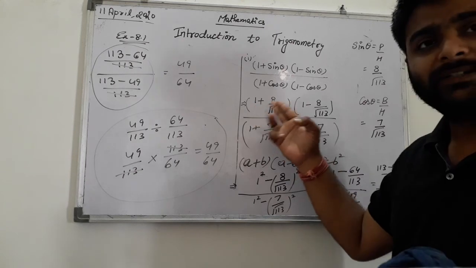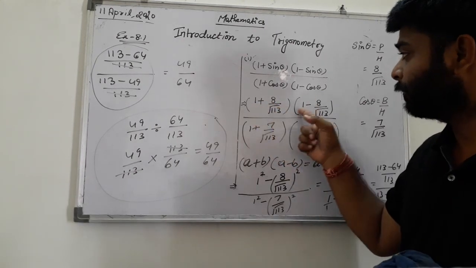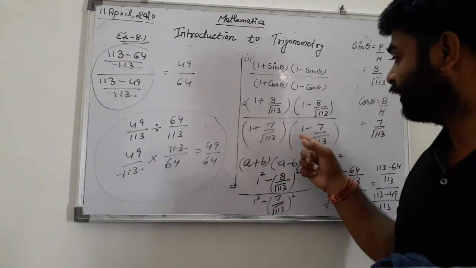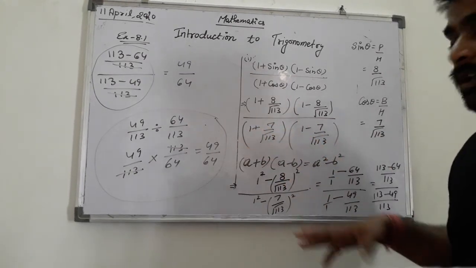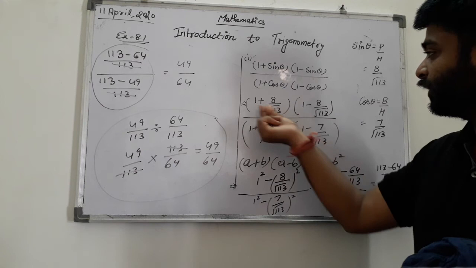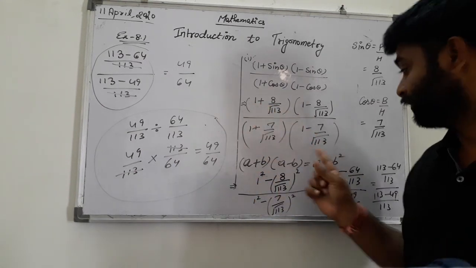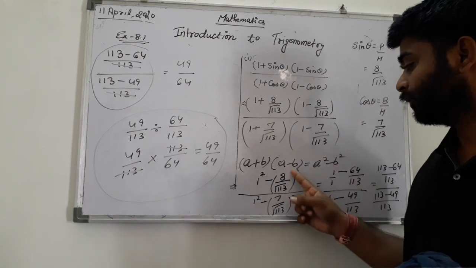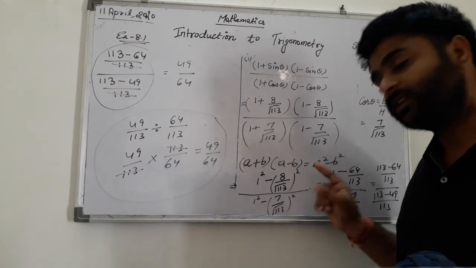Here I got an identity, that is (a plus b)(a minus b), so a square minus b square. Again (a plus b)(a minus b), so a square minus b square. So a square is, what is a? 1. It's a square, and minus sign is there, and it's b, so square of b. So (8 upon root 113) whole square.